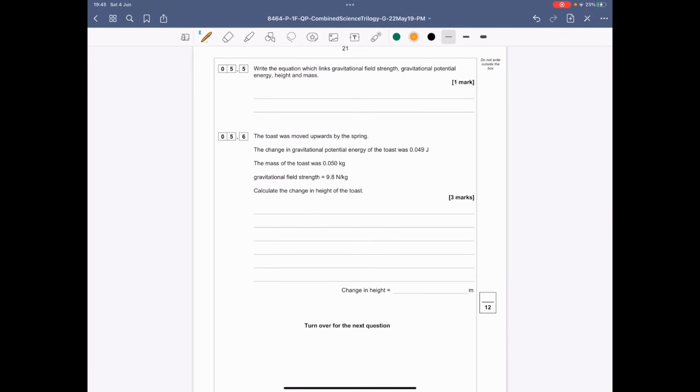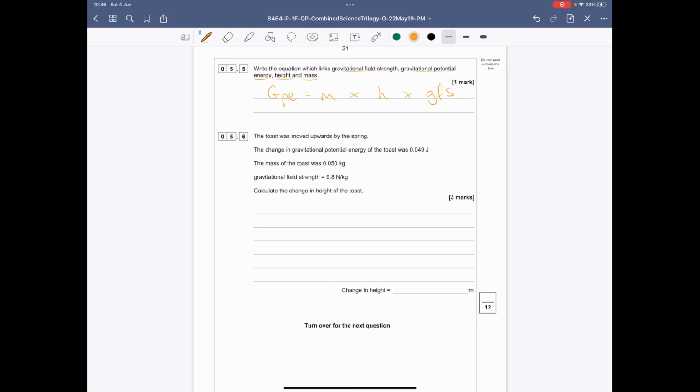Question 5.5 then. So this is reaching the part of the paper where they're not going to give you the equations. This is when it's testing to see if you've actually learnt them. It says write the equation that links gravitational field strength, gravitational potential energy, height and mass. Now the equation is gravitational potential energy equals mass times by height times by gravitational field strength.